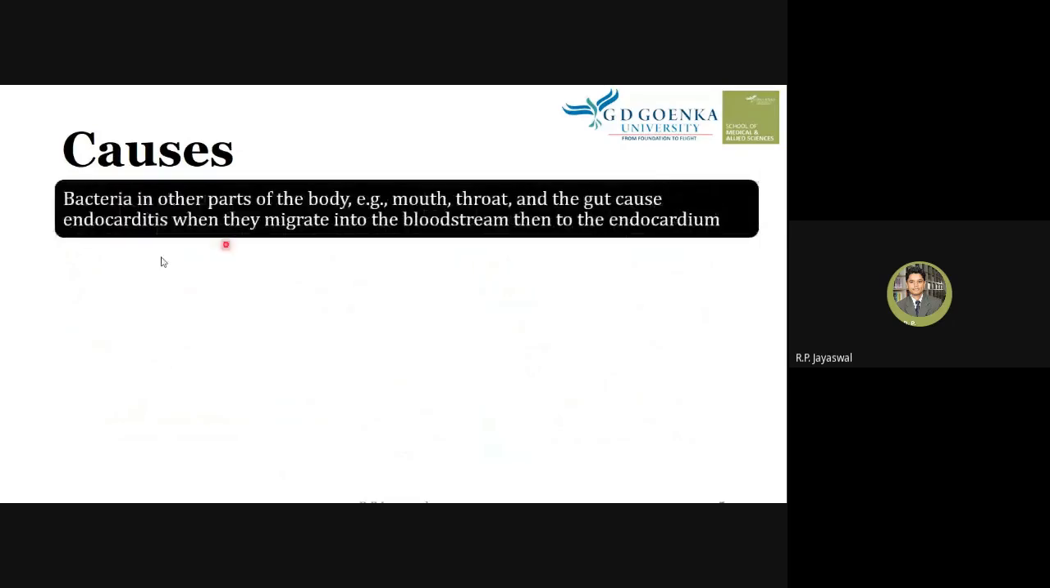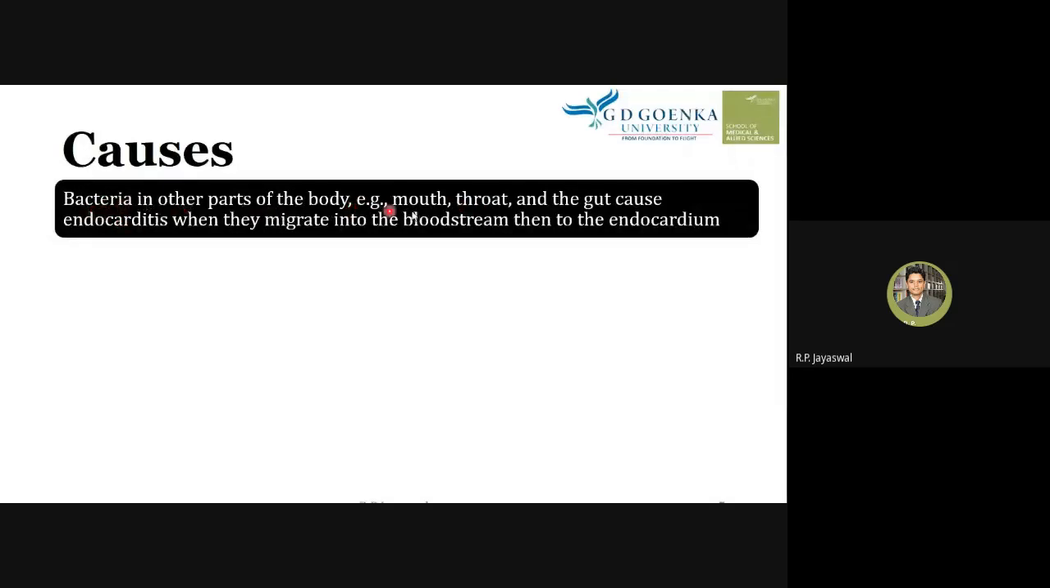So what are the causes of infective endocarditis? Mainly bacteria, because it is an infection by bacteria. Bacteria which are present in parts of the body such as the mouth, throat, and the gut are responsible for causing endocarditis. Okay, how do they cause endocarditis?